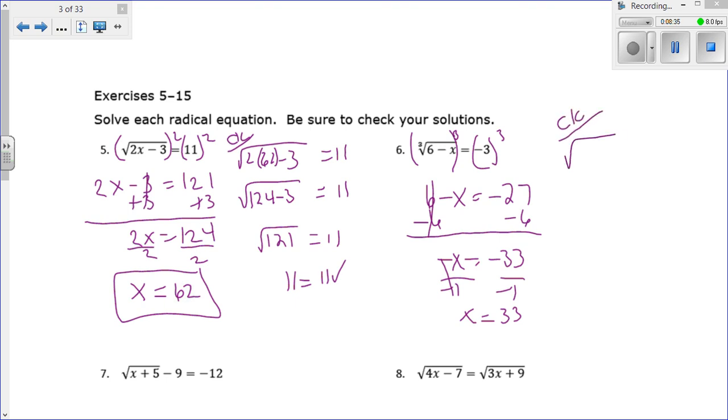Check. The cube root of 6 minus 33 equals negative 3. Well, the cube root of 6 minus 33, which is negative 27, equals negative 3. The cube root of negative 27 is negative 3. Don't believe me? Go check your calculator.